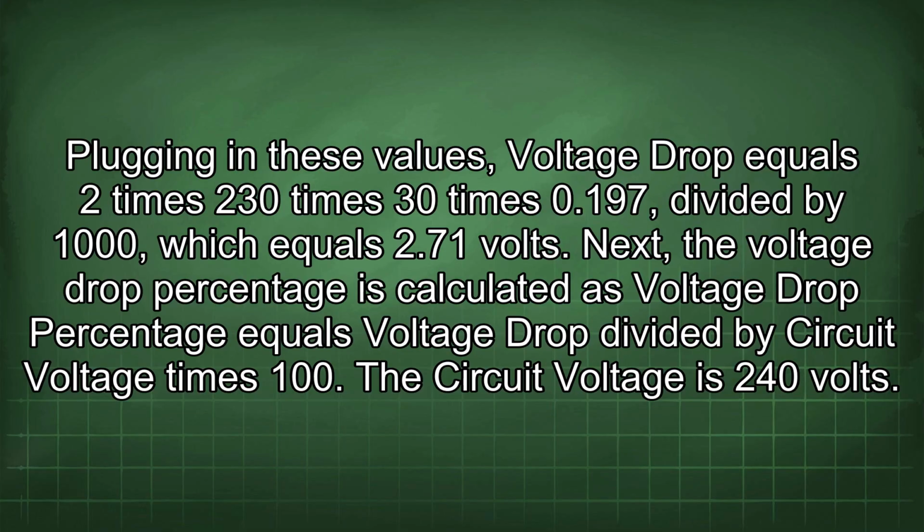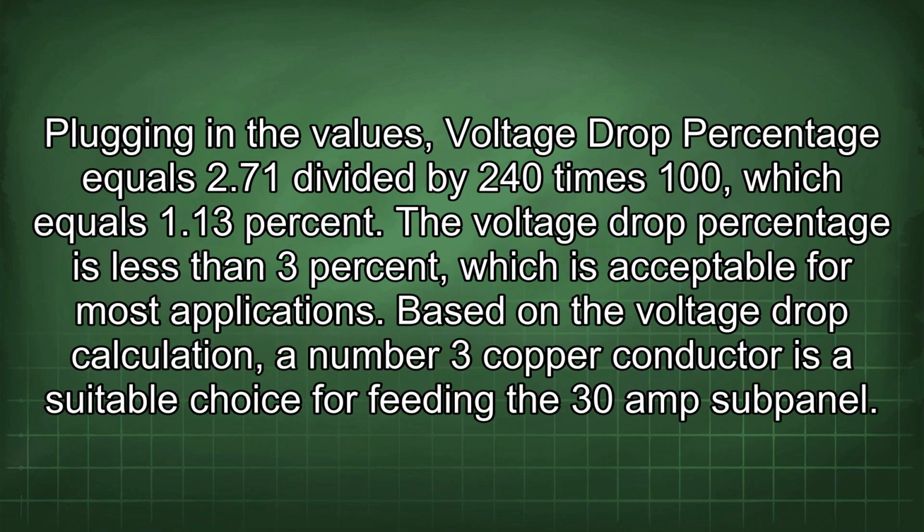Next, the voltage drop percentage is calculated as voltage drop divided by circuit voltage times 100. The circuit voltage is 240 volts. Plugging in the values, voltage drop percentage equals 2.71 divided by 240 times 100, which equals 1.13%. The voltage drop percentage is less than 3%, which is acceptable for most applications.